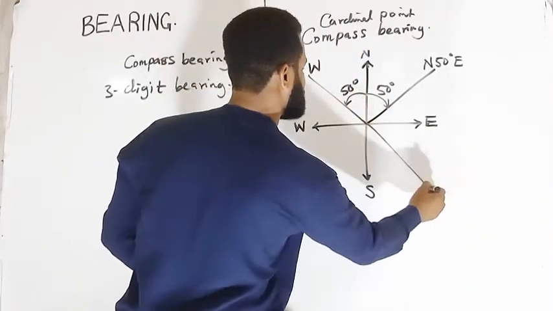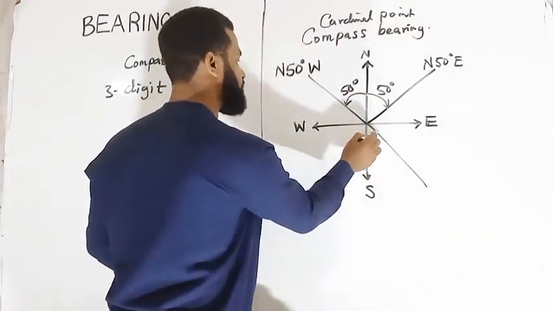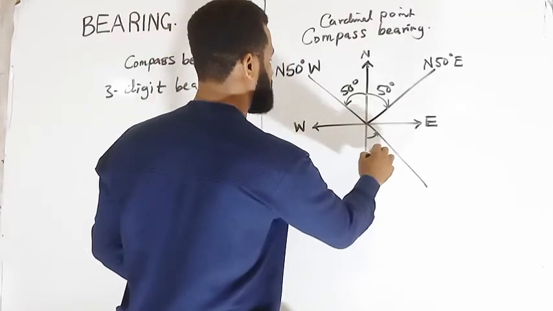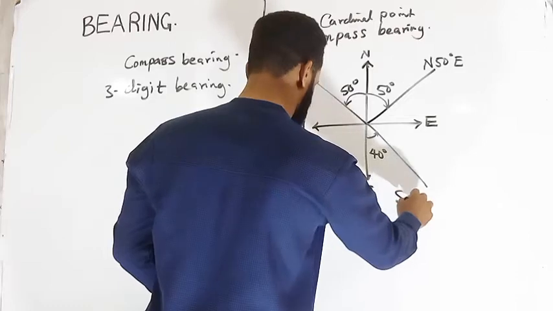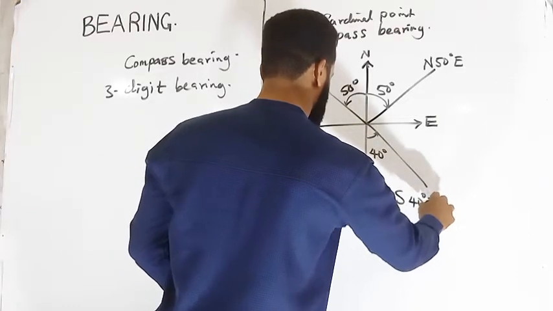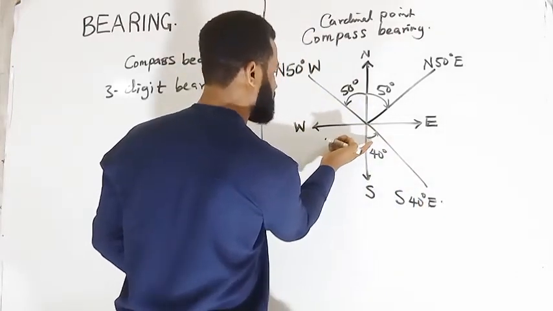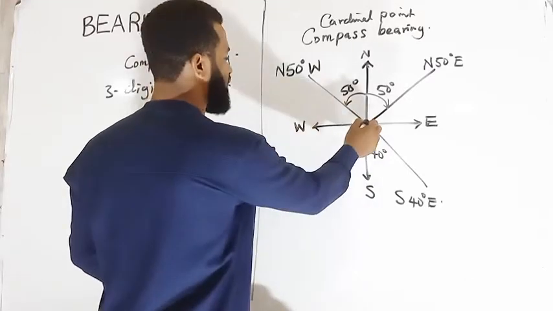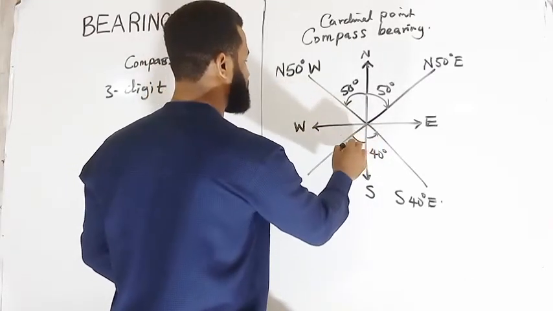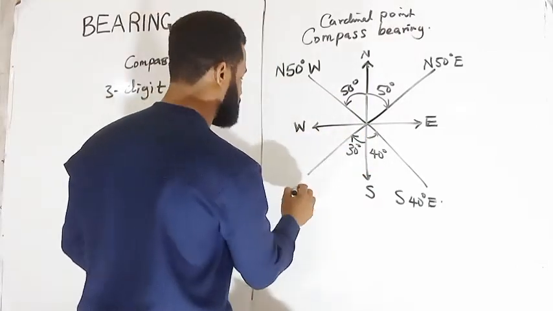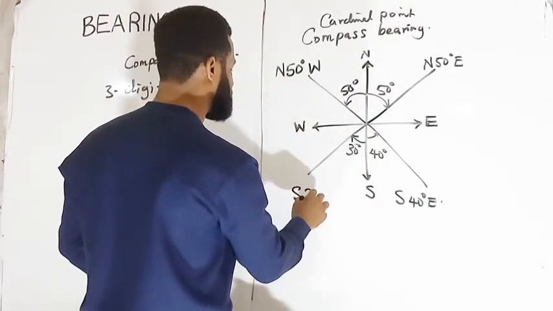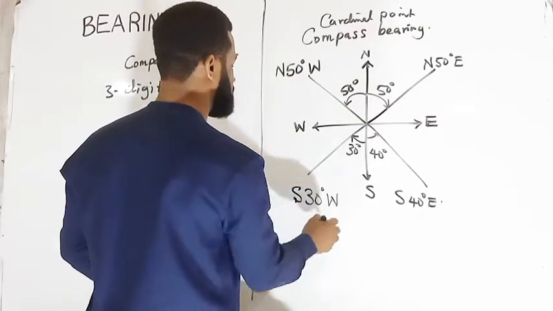Then this one is from here. Let's assume if I call this place 40, it's going to be 40 southeast. This is because it's starting from the south more. Then if I have anything here, let's say 30 degrees, you see that it's going this way too. It's going to be south 30 degrees west.